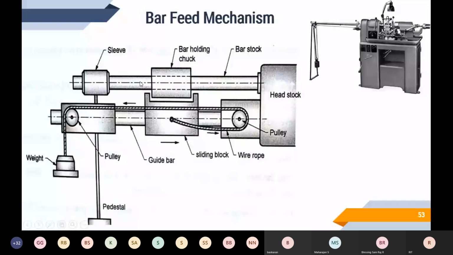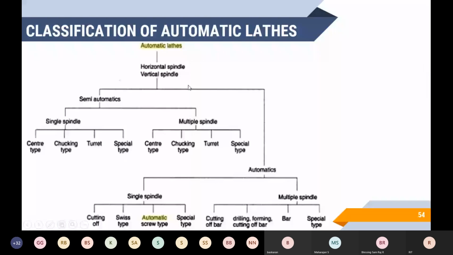Next one is automatic lathe. The automatic lathe offers high productivity, reduced unit cost, and improvement in accuracy. That's why we move towards automatic lathes. Normally, semi-automatic lathes come with multiple spindles and single spindles. For automatic lathes also, there are single spindles and multiple spindles. For the single spindle, every operation will be done separately. For the multiple spindle, those operations will be done by a single collection of tools.